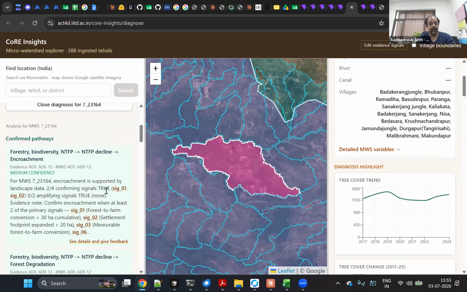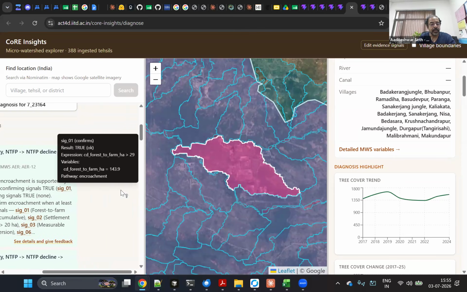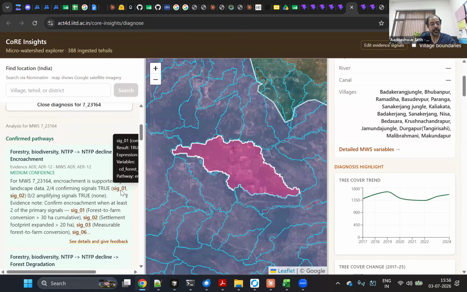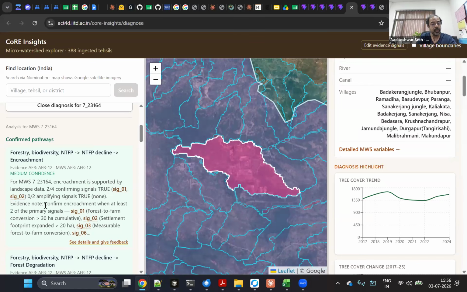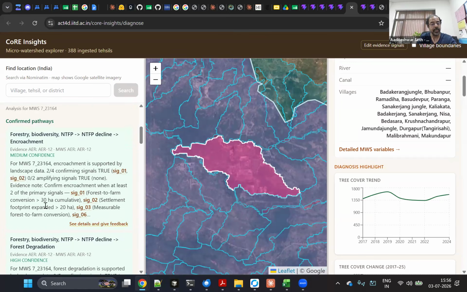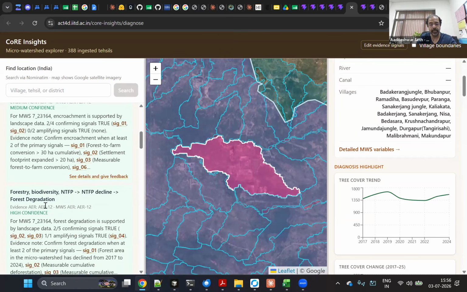Forest being converted to farms: 143.9 hectares were converted from forest to farm, and the threshold kicks in if more than 30 hectares are being converted. So that signal is true. Then urbanization is also happening. 115 hectares has actually converted to built up. So those are right, and that's what helped trigger these things.